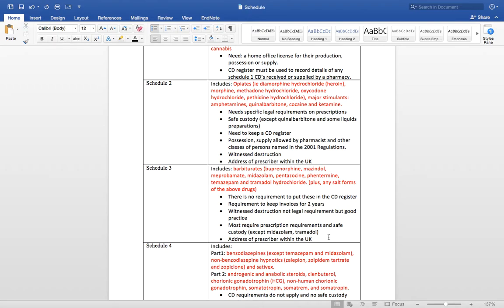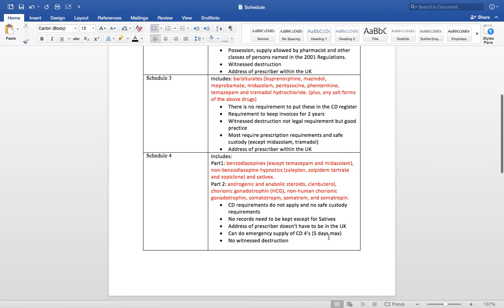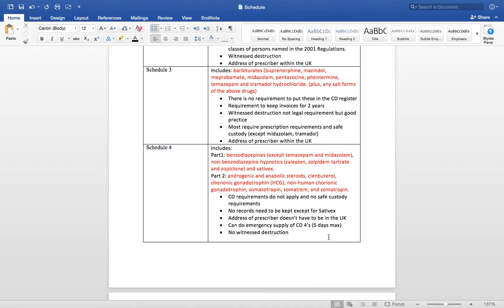Again, as with Schedule 2 drugs, Schedule 3s can only be prescribed by a doctor or an independent prescriber within the UK. Schedule 4s can be split into two parts. Part 1 includes benzodiazepines, for example, diazepam. However, temazepam and midazolam are Schedule 3 drugs, because they can be a bit more addictive compared to diazepam. Also non-benzodiazepine hypnotics, the Z drugs, such as zolpidem and zopiclone, and Sativex.